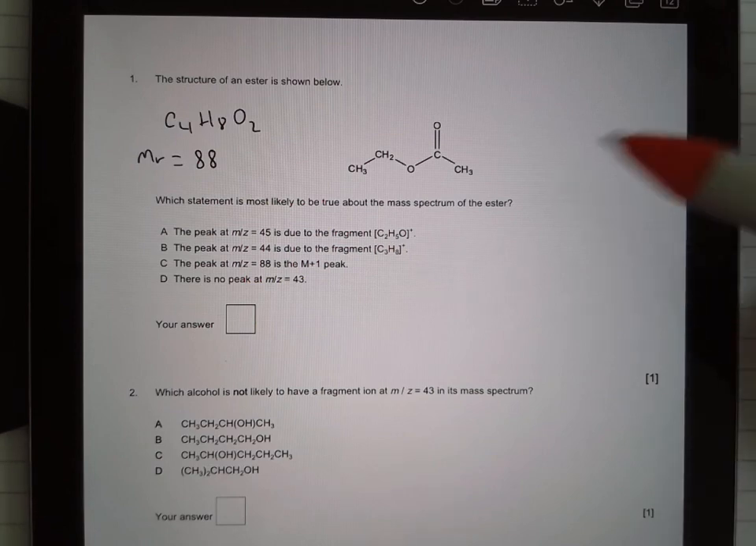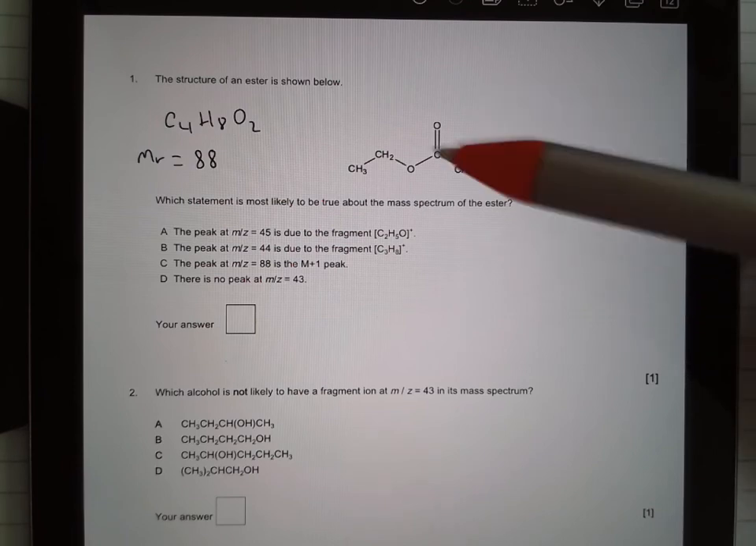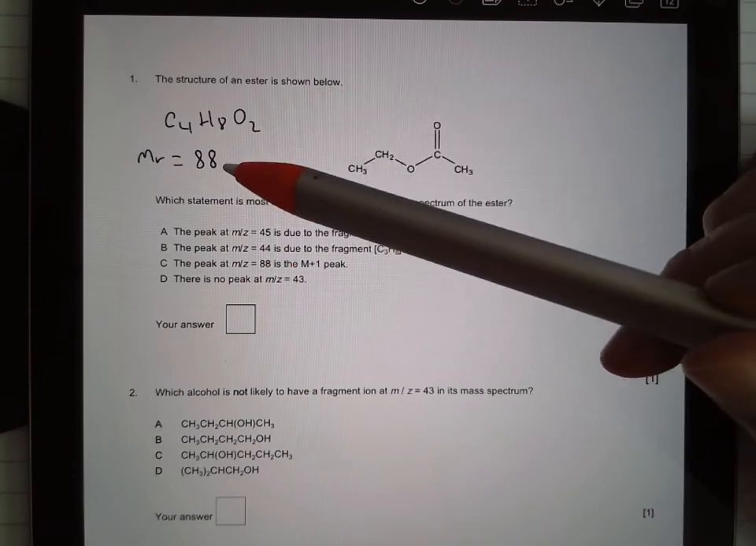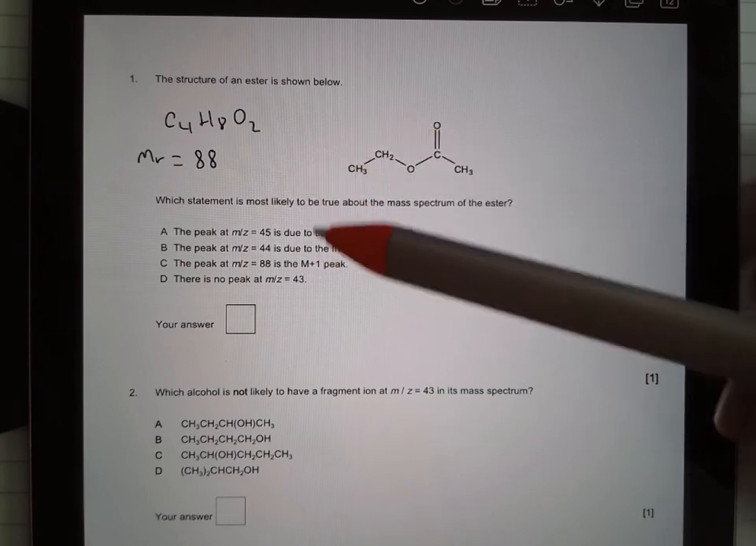So in question 1, you're given the structure of an ester, and you're asked which statement is most likely to be true. I've written out the molecular formula of my ester and calculated the formula mass, which is 88. This information is going to be helpful when we look at these statements.